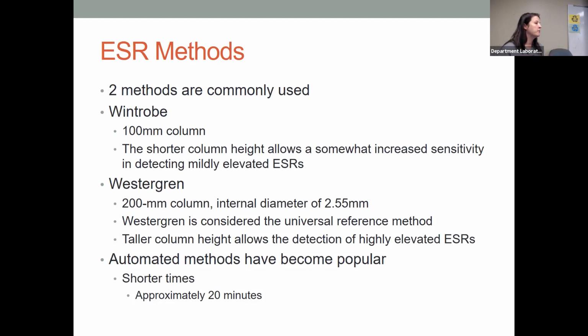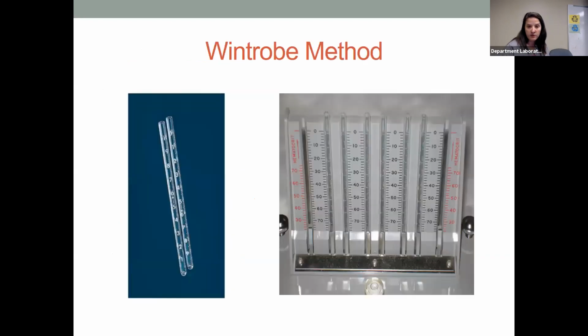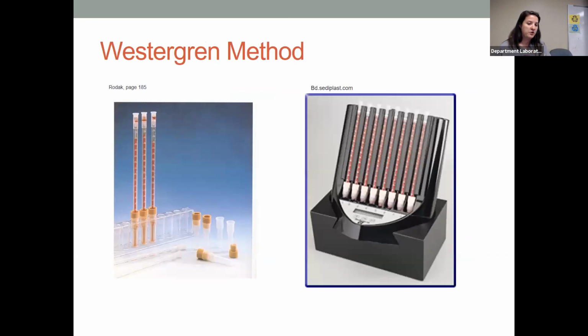It's the reference method. Most clinical laboratories are using the Westergren method, and you guys will get to see this in lab. I wish I had the columns with me. I would show you the difference today, but I don't. But in lab, you guys will get to see this. There are even some automated methods. I think I have a picture. So here's the Wintrobe. Here's your Westergren right here. See how it's a 200 millimeter in height column.